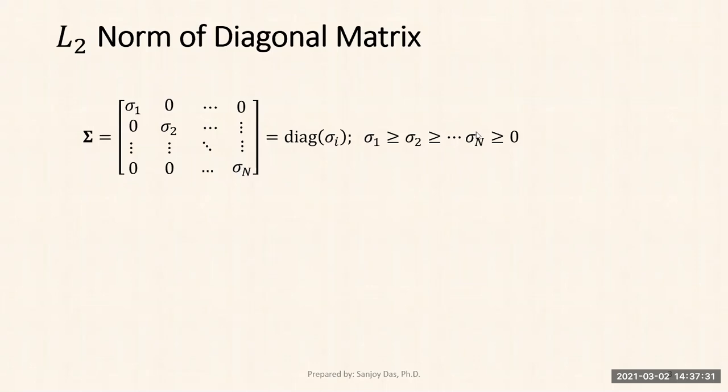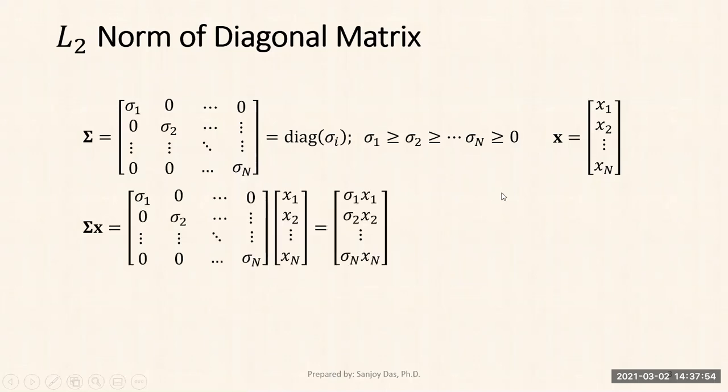Now, this is just a convenient assumption. It might not be the case. And now I'm taking a vector x, x1, x2 until xn. And then I take the product sigma x. Sigma x equals, I do the multiplication, sigma 1 x1, sigma 2 x2, until sigma n xn.